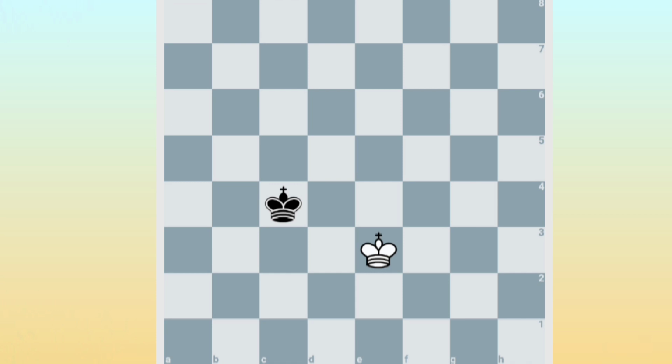These are the diagrams of opposition. Hopefully you will get an understanding of what opposition is and what the purpose of opposition is. Now we will move to our next topic, which is outflanking.